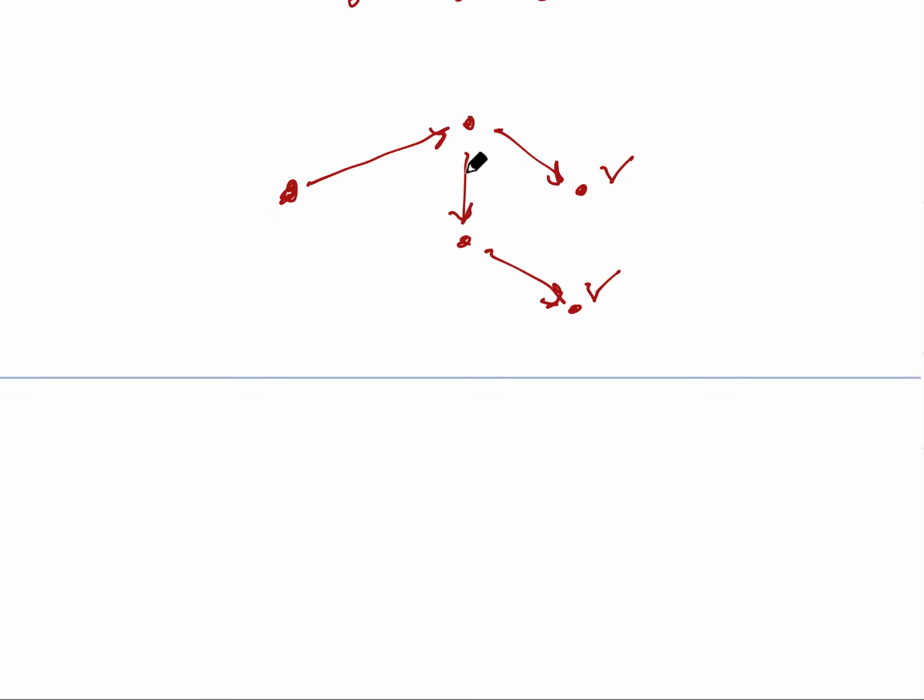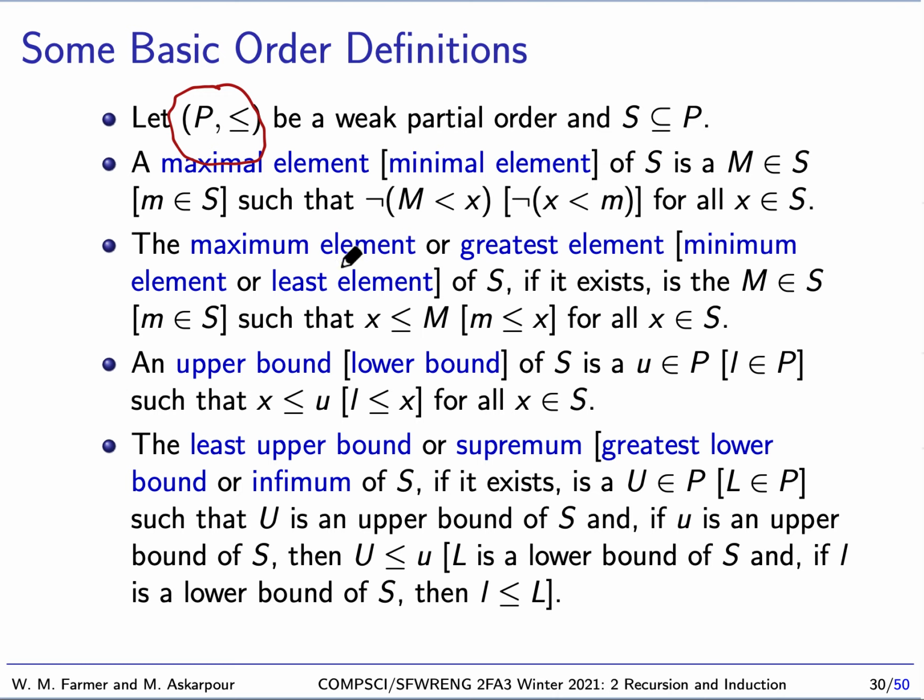Okay, so we can also have maximum elements and minimum elements. So a maximum element is a maximal element when there's only one. If there's only one maximal element, that element is the maximum element. If there's only one minimal element, that element is the minimum element. And it's not necessary to have maximum elements or minimum elements. It's not even necessary to have maximal or minimal elements.